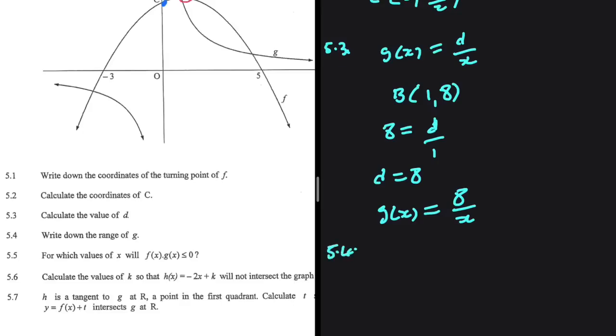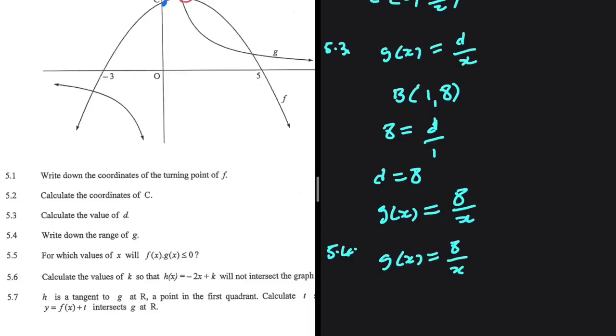Let's see what happens in 5.4. In 5.4, we're looking for the range of g. g of x is equal to 8 divided by x. Well, if x is positive, we're going to have all positive y values, obviously, except for 0 and infinity.